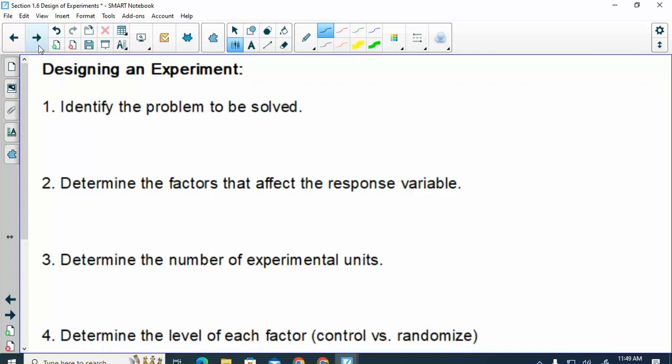Did I not put this on your slides? Okay. You don't really have to write this down. I'm not going to ask you this process. This is just kind of the things that we're talking about.